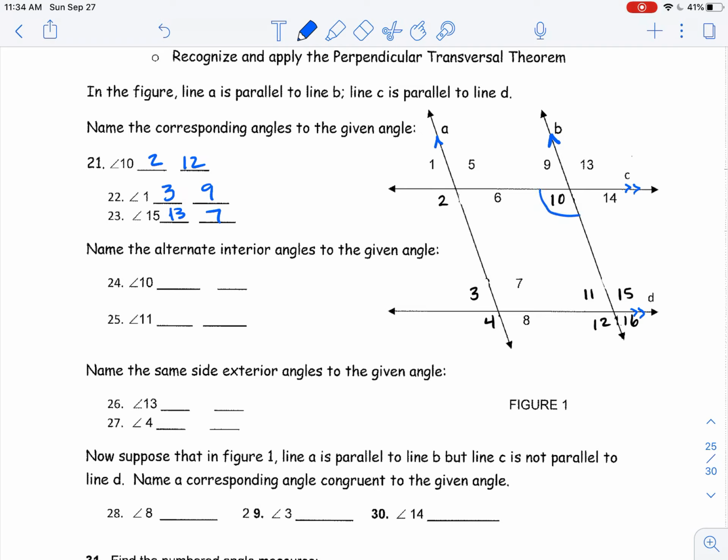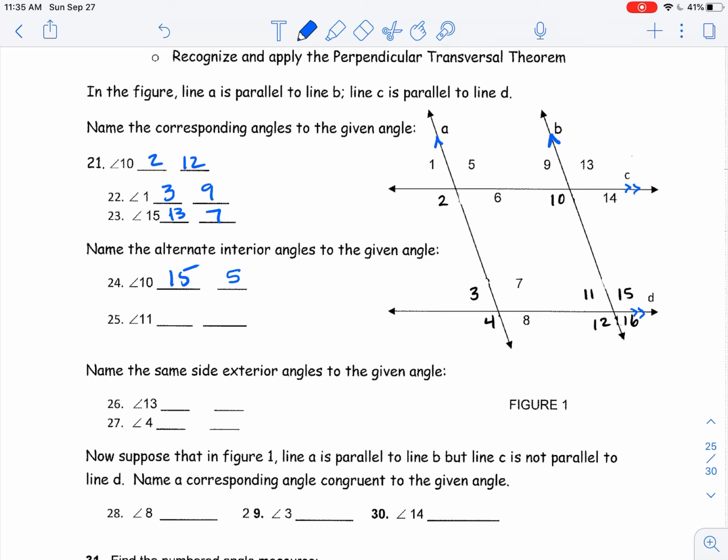Name the alternate interior angles to the given angle. Okay, so measure, angle 10. This is angle 10. If I want to be alternate interior, all of this region, if my lines are C and D, would be the interior region. If I'm going to be alternate, then I'm going to be on the other side of 10, on the alternate side of this transversal, and so 10 and 15. Now, if I'm looking at these 2 groupings, and C is the transversal, then the alternate side would be 5.